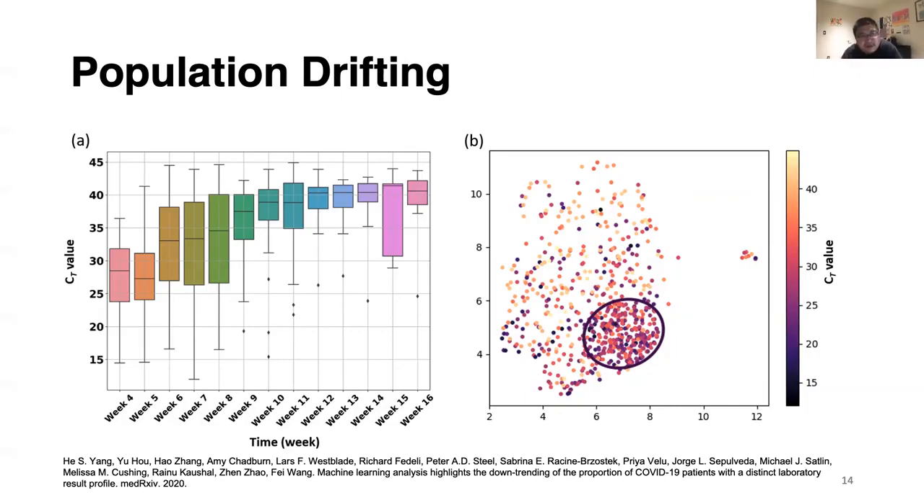And this is actually a figure showing the change of the CT value of the patients in our hospital who got SARS-CoV-2 positive.